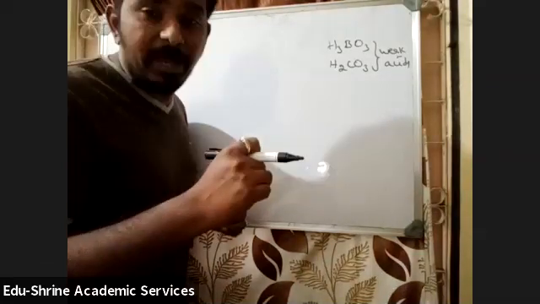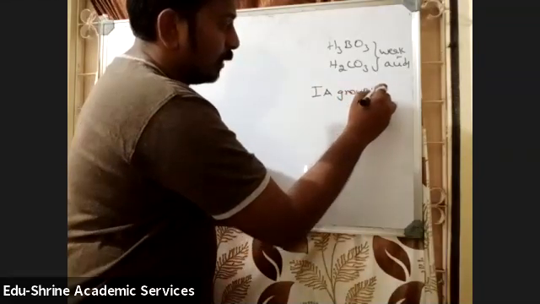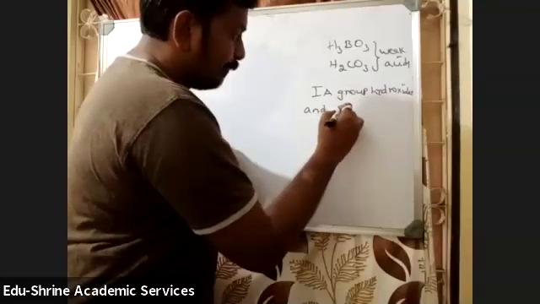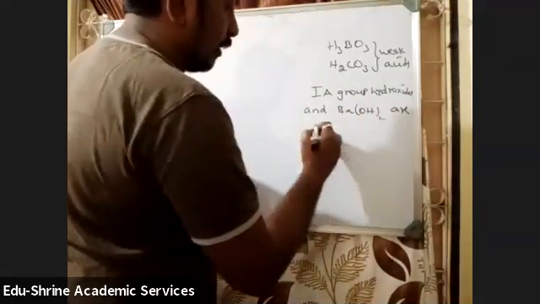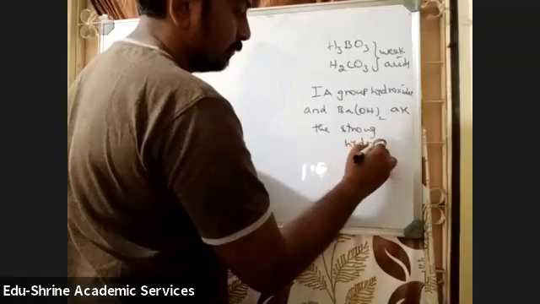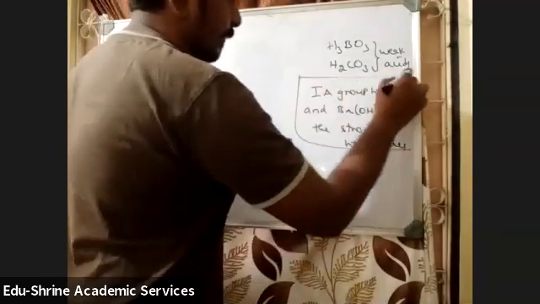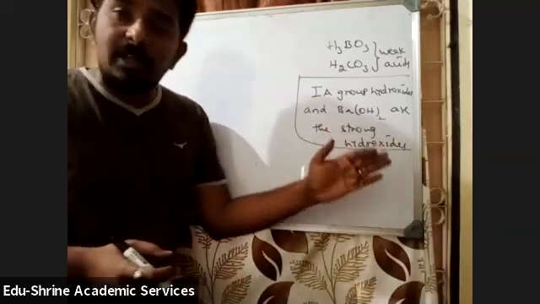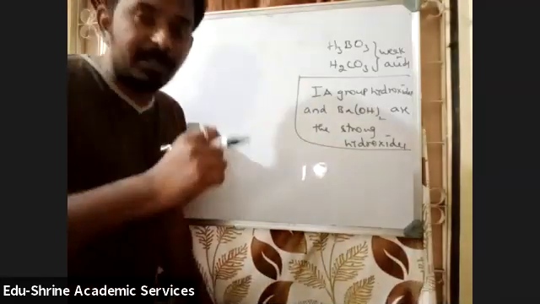Now coming to bases, 1A group hydroxides and barium hydroxide are the only strong hydroxides. So 1A group hydroxides and barium hydroxide are considered to be the strong hydroxides. Any remaining hydroxide they give in the exam is considered to be a weak hydroxide, a weak base.